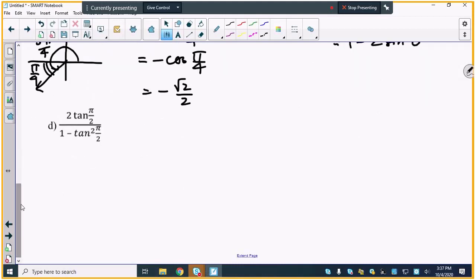Alrighty. 2 tangent pi over 2 over 1 minus tangent squared pi over 2. So that's clearly the tangent double angle formula. So I'm going to get tangent of 2 times pi over 2, which is tangent of pi, and that should be equal to 0. If you want to input the value in this expression, remember 2 tangent pi over 2 is going to be undefined because tangent pi over 2 is undefined. So you cannot literally put values in there, but what you can do is use the double angle formula and compute this. Alrighty.